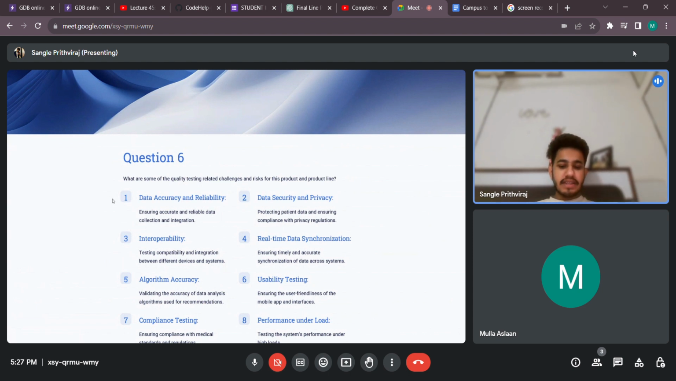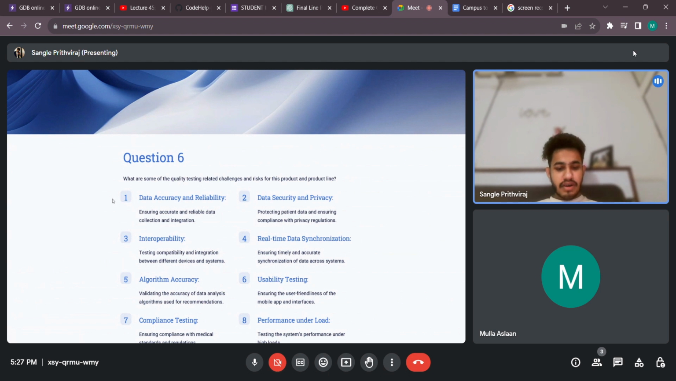Sixth, usability testing. Just as a medical device should be easy for a healthcare professional to use, our mobile app interface must be user friendly. We must ensure that our users, whether they are healthcare professionals or patients, can navigate the app effortlessly to access the information they need.